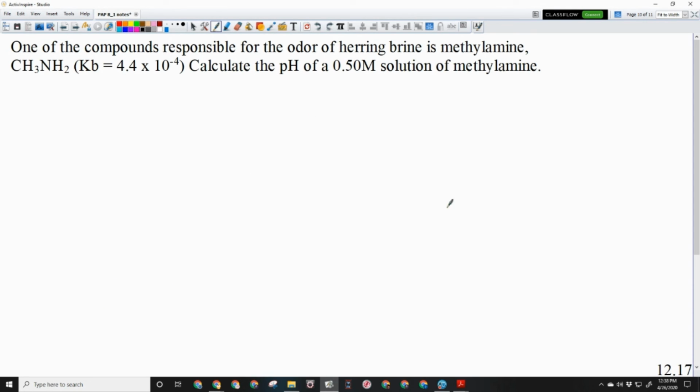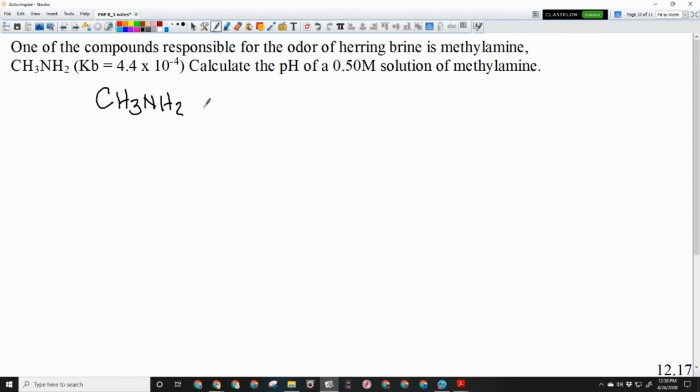So let's write out our equation first of all. We have CH3NH2, and it says that the Kb of this is 4.4 times 10 to the negative 4. So this is a base because it's given us the Kb. If it gives you the Kb, it's a base. If it gives you the Ka, it's an acid. It doesn't come right out and tell us this is a base, but we can glean that from the information.